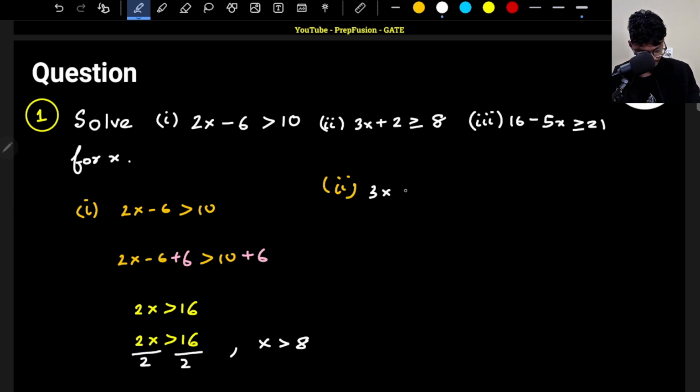This will be 3x times 8 minus 2, then it will be x divided by 6 divided by 3. So x has to be greater than or equal to 2.